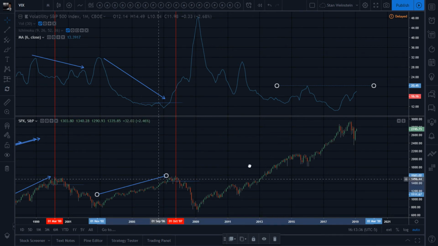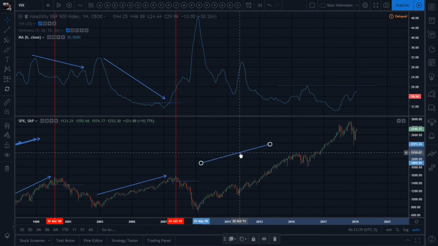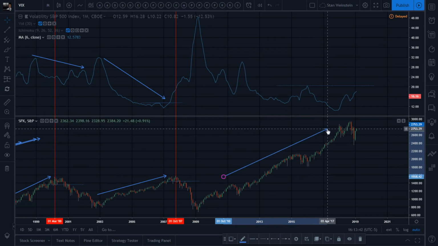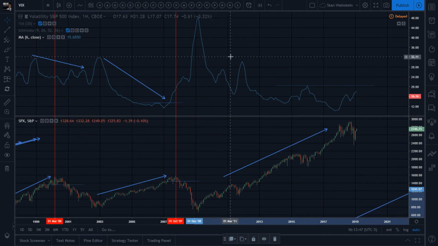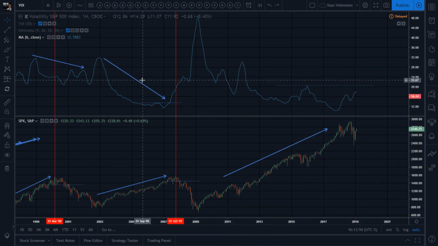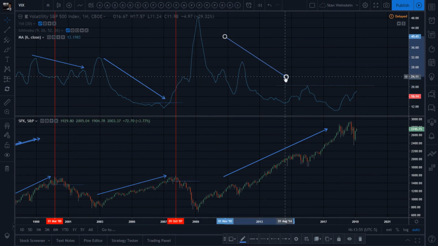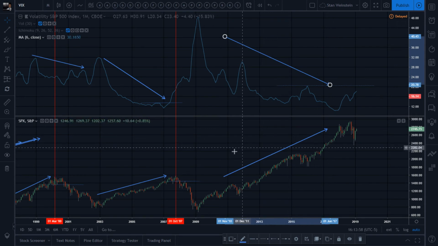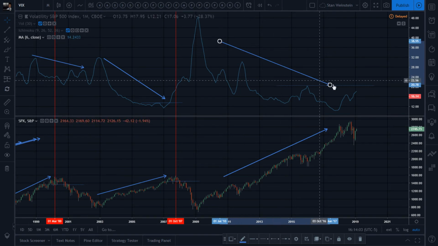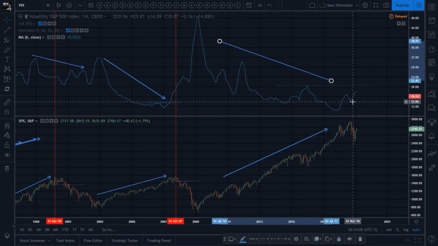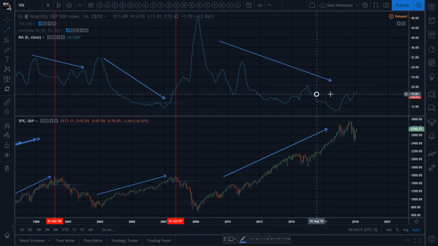Trend lines here. The VIX. The SPX keeps going up. The VIX. Okay, so the VIX going down, SPX going up. So now we're back into a situation close to pre-2007. And the VIX is starting to go up, even if the price action is, even here, smaller level right here.